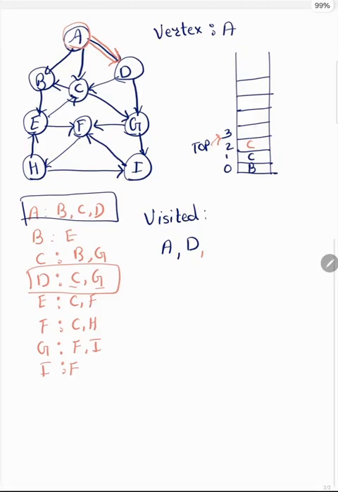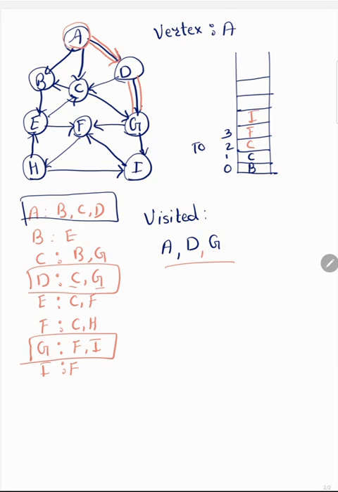So the topmost element is G. I'm popping it out and marking it as visited. I'll mark it from D, I'm going towards G. So now G is done. I need to go for the adjacent nodes. The adjacent nodes are F and I, both are not available in visited. So I'll simply push F and I.